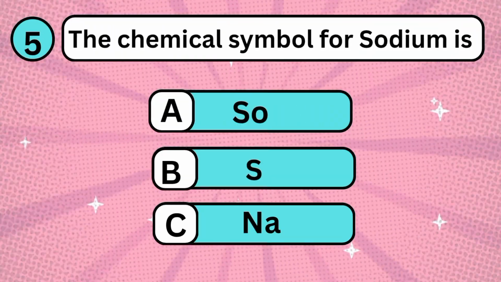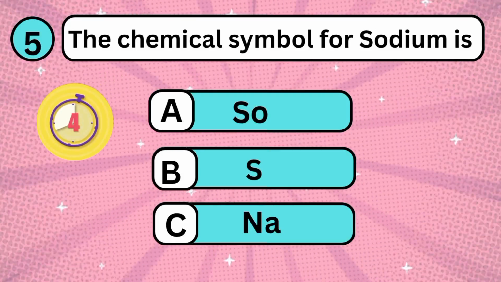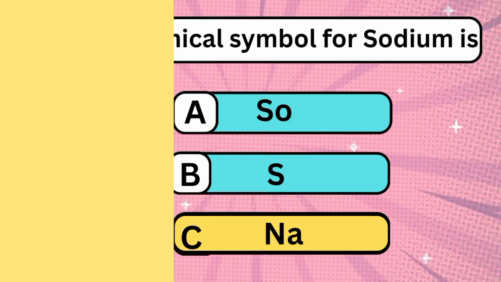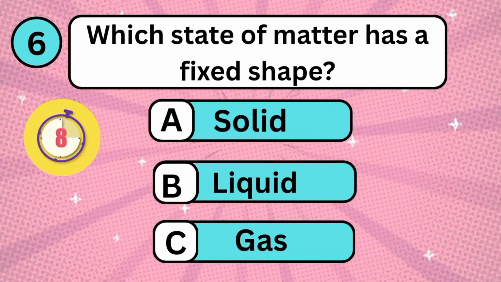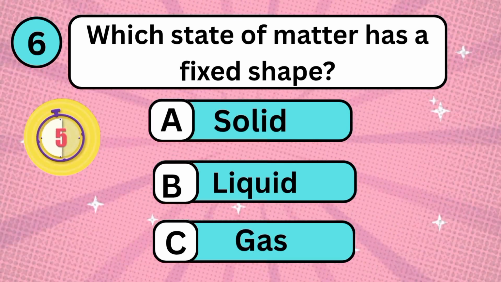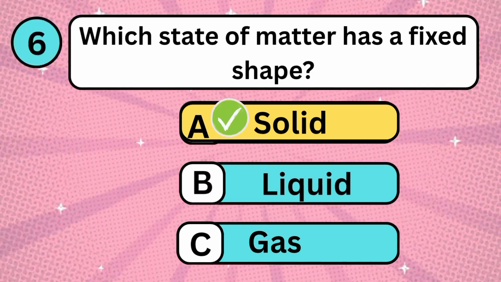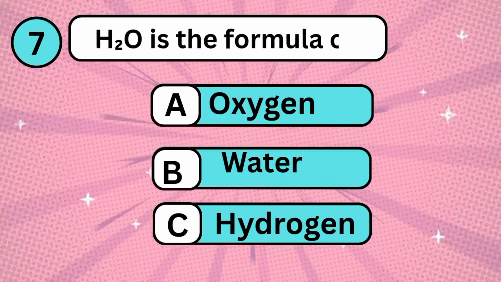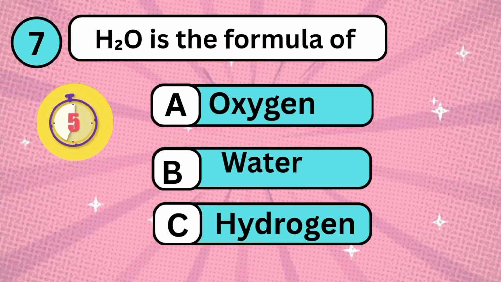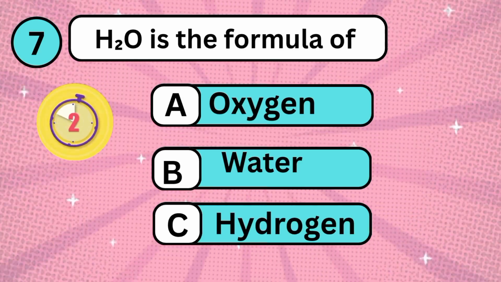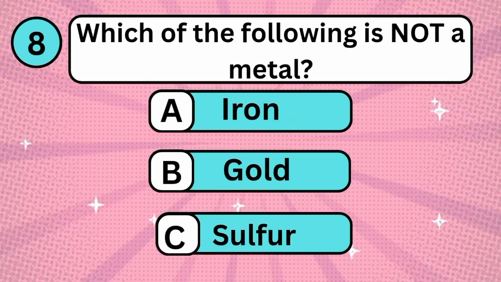The chemical symbol for sodium is. Which state of matter has a fixed shape? H2O is the formula of. Which of the following is not a metal?